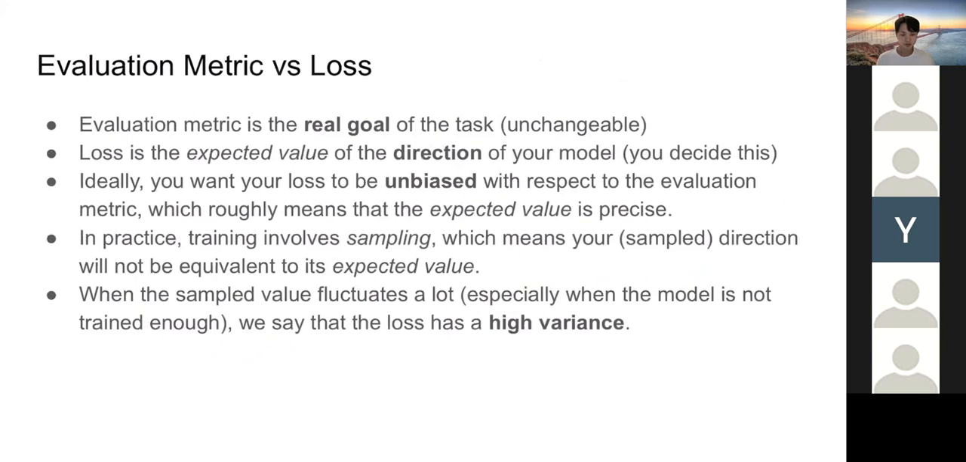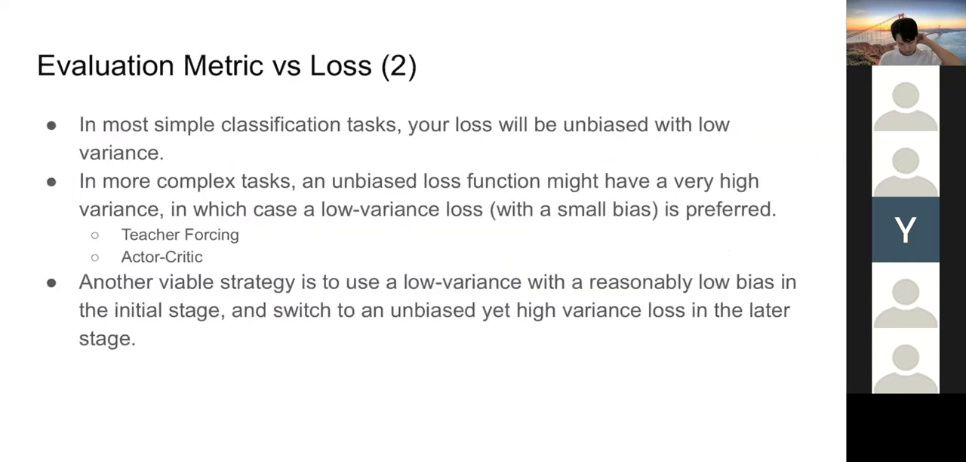And also we talked about there's a clear difference between evaluation metric and loss. The evaluation metric is the real goal, it's unchangeable, it's set by your customers or whoever made the problem. But loss is the expected value of the direction. And we talked about bias and variance, the fact that loss is, in your classification example, mostly unbiased, but then sometimes you will have a biased loss, and that could be intended, because if you try to make it unbiased, then the variance will be really high, which makes the model very slow to train or not train at all. We're going to see this later in the class when this happens, especially when you're trying to generate something with sequence to sequence, for instance. So yeah, we want to be unbiased, and teacher forcing is one example we're going to see.